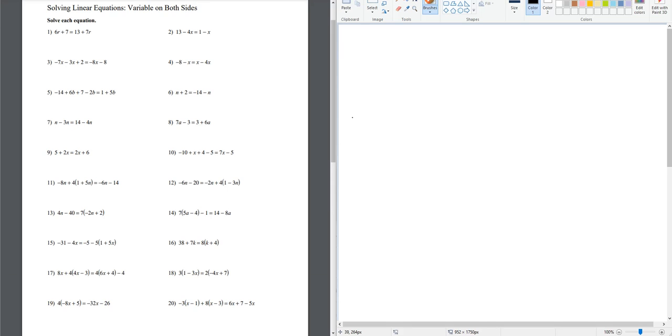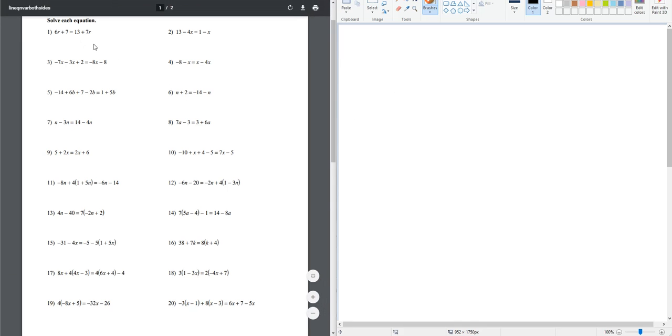Hey everyone. So today we're going to go over solving linear equations with variables on both sides. This pretty much just means that you're solving equations, but the variable shows up in multiple places. In this case, there's one on the right side and the left side of the equal sign.